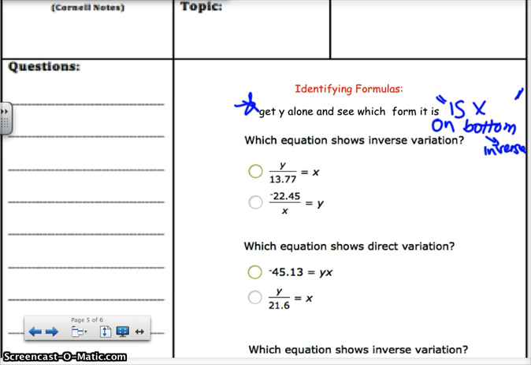So here I need to get y alone, so I'm going to times through by 13.77. Y equals 13.77x. Here y is alone, it just looks weird for me, so I like to rewrite it with my y on the left. Which equation shows inverse? Inverse means x on the bottom. Which one has x on the bottom? Yep, the second one.